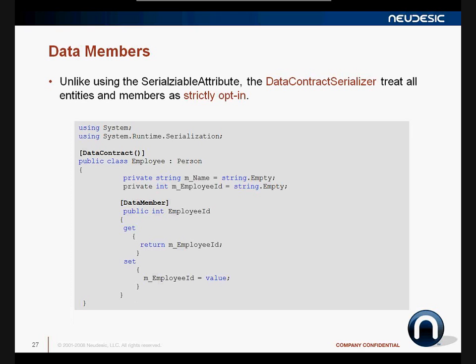Each data contract entity will consist of properties that must be public in order to be exposed to the service. And so to expose a property publicly, you must use the DataMember attribute as shown here.